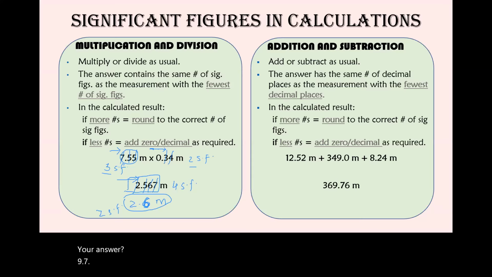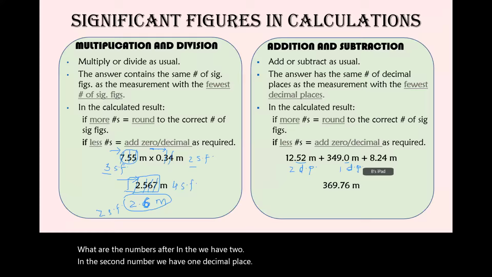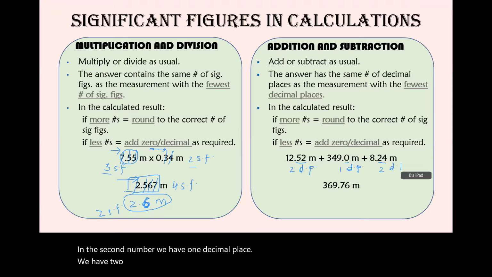369.76. Decimal places are the number of digits after the decimal. So in the first number, we have 2 decimal places. In the second number, we have 1 decimal place. In the third number, we have 2 decimal places. So out of all 3, 1 is the smallest. So that means our answer should have 1 decimal place only.